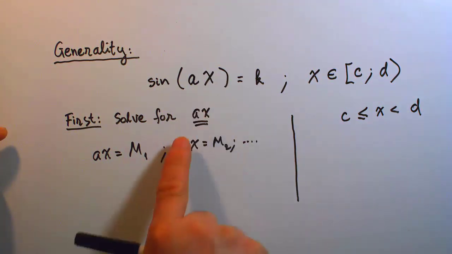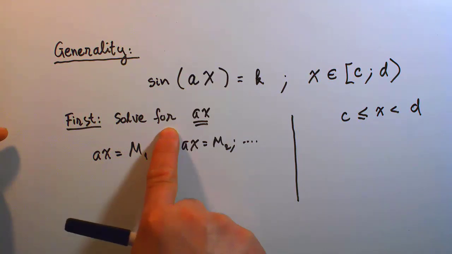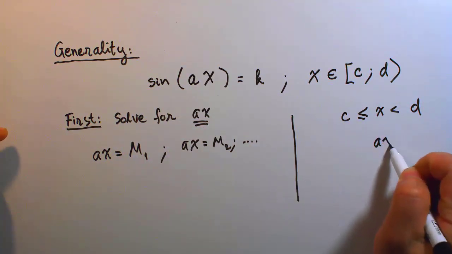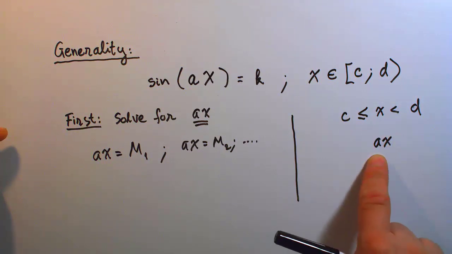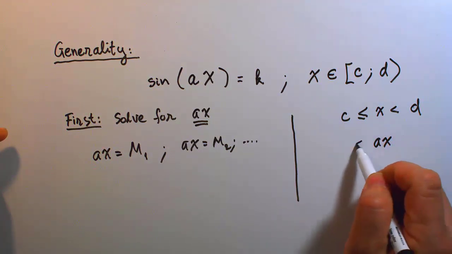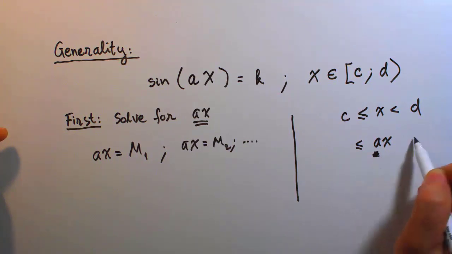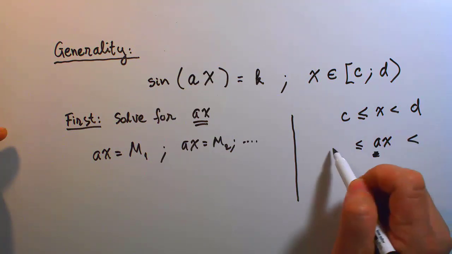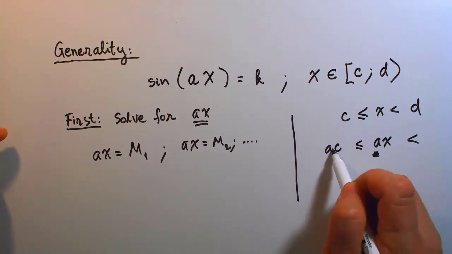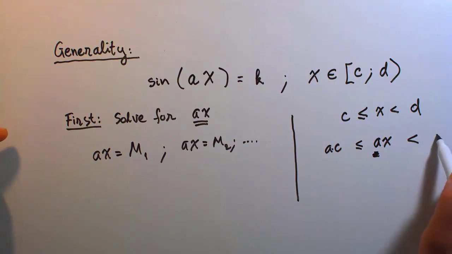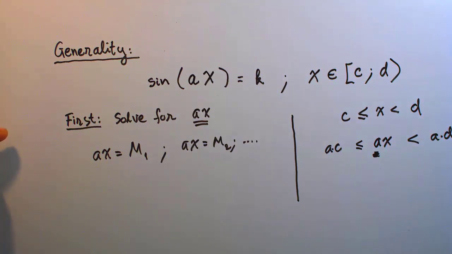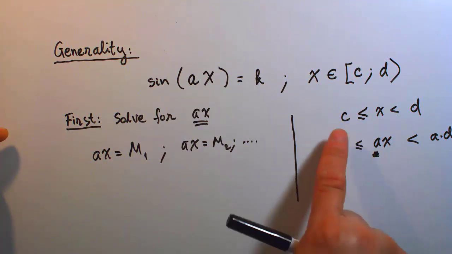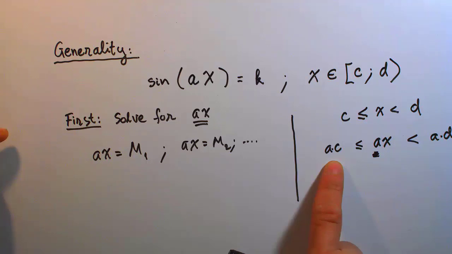But for our current step right here, since we're solving for the values of ax, we need to adjust our interval so that it contains the values of ax. So ax here simply needs us to multiply that coefficient a throughout all sides of our three-sided inequality. Here we're looking at AC, meaning the product of A and C, and the product of A and D. To find all values of AX, we need to extend the interval from C to D to the interval from AC to AD.